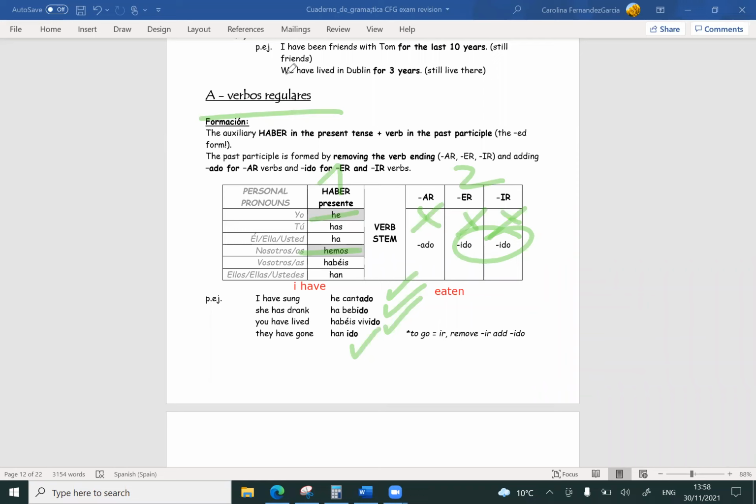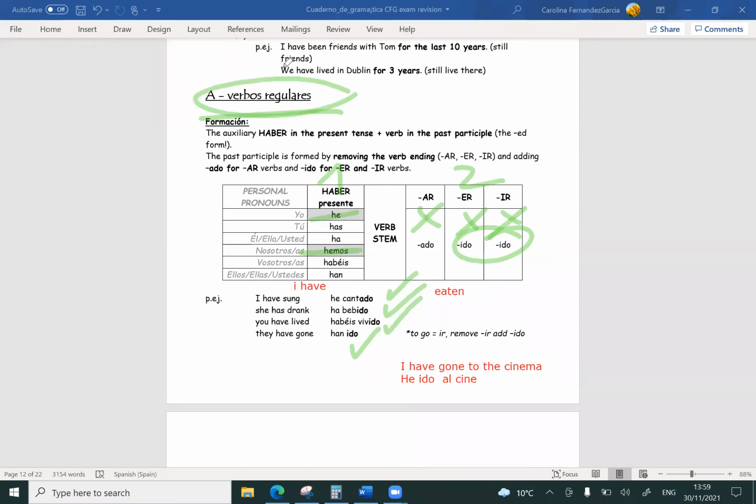For example, the verb to go. What you do with the verb to go is you remove the ir and you add ido, and that's what I have gone to the cinema. I have gone, and you have the verb ir. Get rid of the ir and we have nothing left. It's okay, we can add ido. He ido al cine.